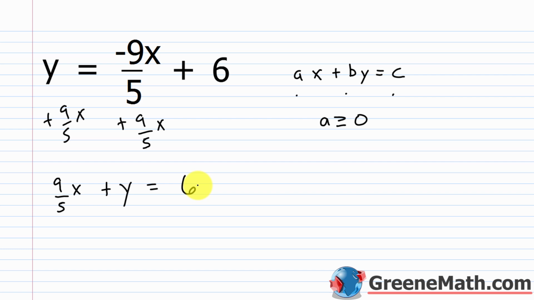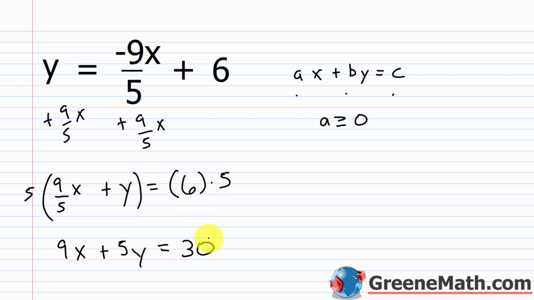The next thing I'm going to do is I'm going to multiply both sides of the equation by 5, right? Because I don't want this to be a fraction. I need an integer. So I'm going to clear that fraction, multiply by 5 over here and over here. So then 5 times 9/5 is just 9, then times x, then plus 5 times y is 5y, and this equals 6 times 5, which is 30. So here's our equation in standard form. We have 9x plus 5y equals 30.